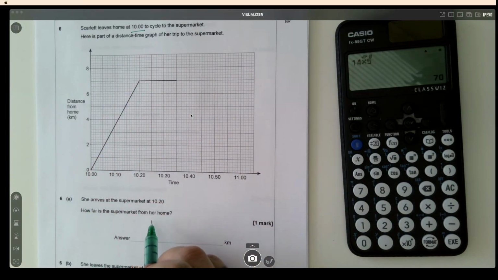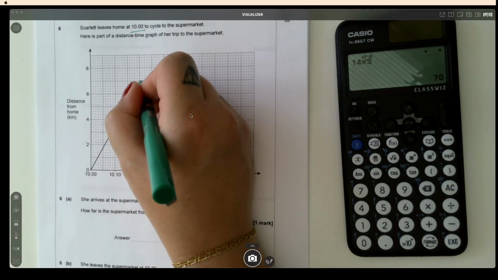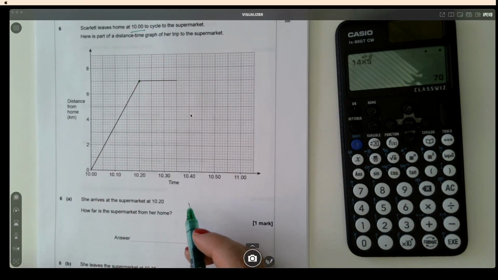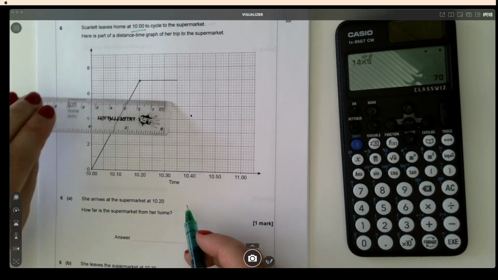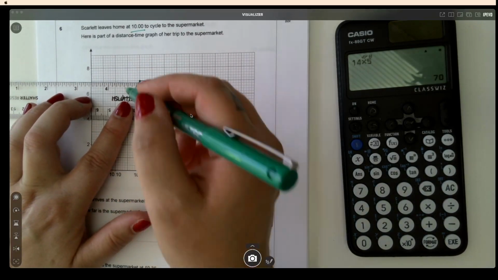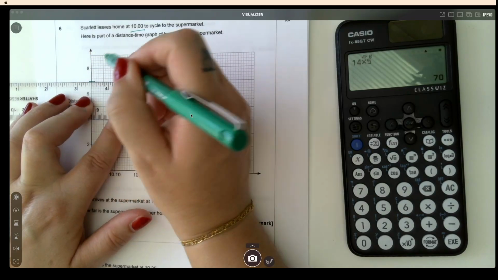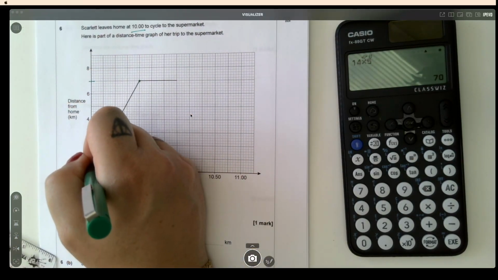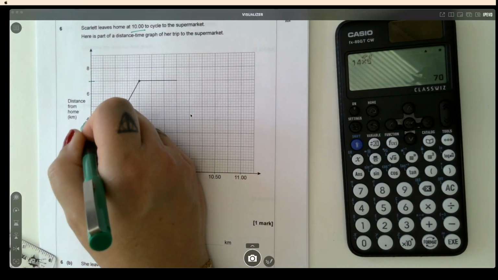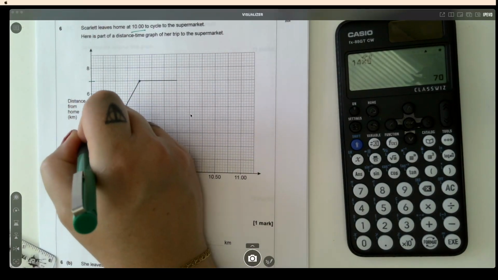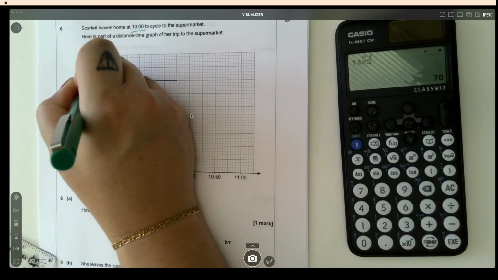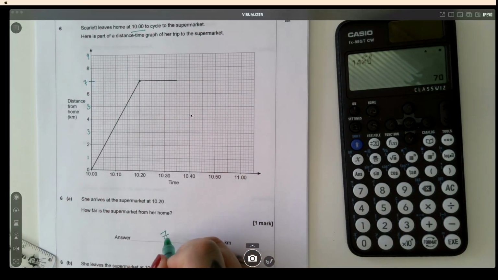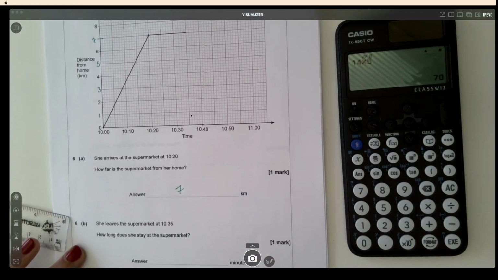6A, she arrives at the supermarket at 10:20, which is this point here. How far is the supermarket from her home? So this is the distance on the left-hand side. So we're going to read across here to that point there. So we've got 2 larger squares per 2 on the scale. So that must be 1, 3, 5, 7, 9. So the distance is 7 kilometres from her home.